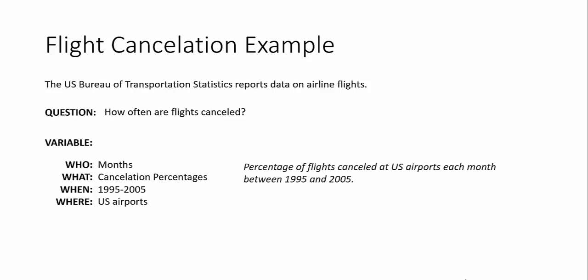So in summary, let's say it's the percentage of flights that were canceled at US airports each month between the years 1995 and 2005. Right, that's very specific. We know exactly what that is, and we know that it will vary every month. It's also important to note that percentages are quantitative, right? So remember we talked about categorical and quantitative data. Because we're dealing with percentages, we have verified that it is a quantitative set of data, so a histogram would be appropriate.